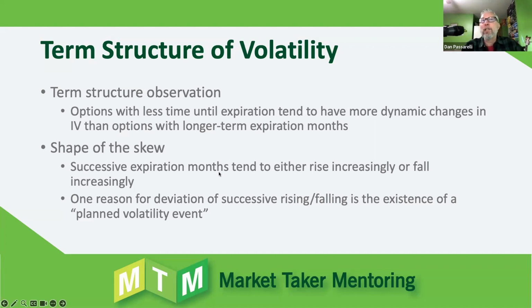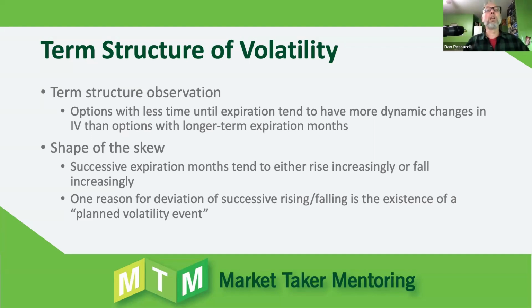Successive expirations tend to either rise increasingly or fall increasingly. So the front expiration, the shortest term options, tend to gain value or lose value first and most. But then if the front expiration gains value, well, the next expiration probably gains a little bit, and the next gains a little bit, and the next gains a tiny bit, and the next might gain a smidge, and like that.